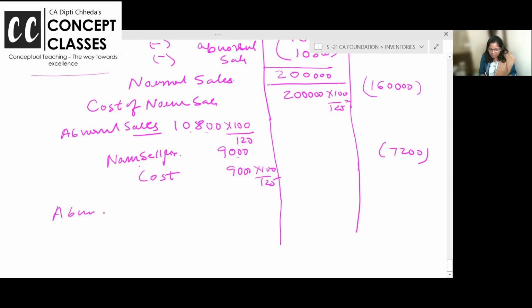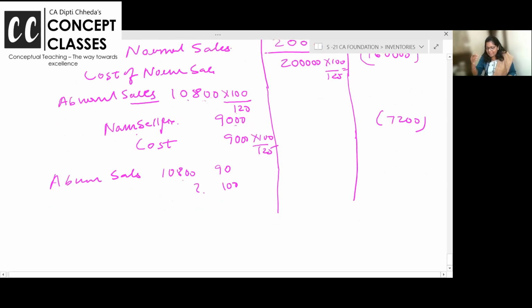One more abnormal sales is there, 10,800 at 10% less than normal selling price. So this is sold at 10% less than normal selling price. Can you first bring it at normal selling price? 10,800 into 100 by 90. How much are you getting? 10,800 into 100 divided by 90. 12,000 is your normal selling price.